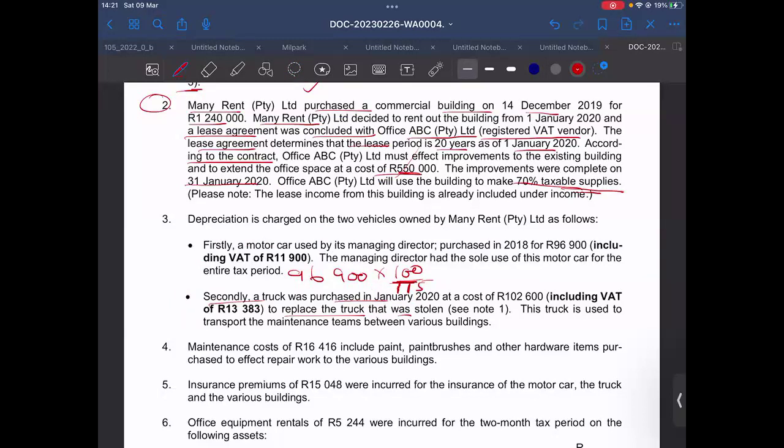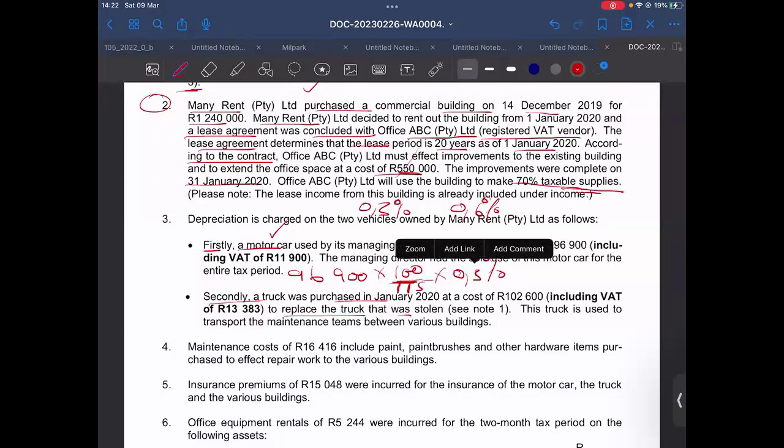Then times what? We have to check whether it's a motor car or not a motor car. If it is a motor car, we'll say times 0.3%. Not a motor car, times 0.6%. They told us it's a motor car, not a delivery vehicle, so we use 0.3%. Then after that, we check whether the director paid any maintenance fee. They said nothing about a maintenance fee, so the director did not pay any maintenance fee.